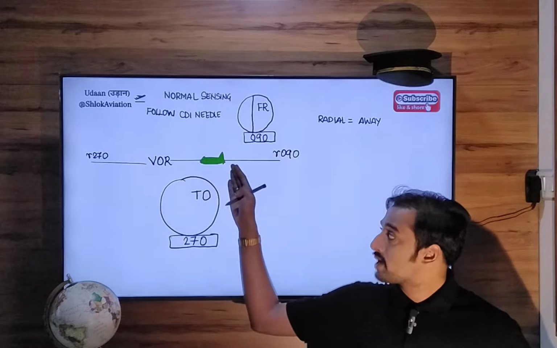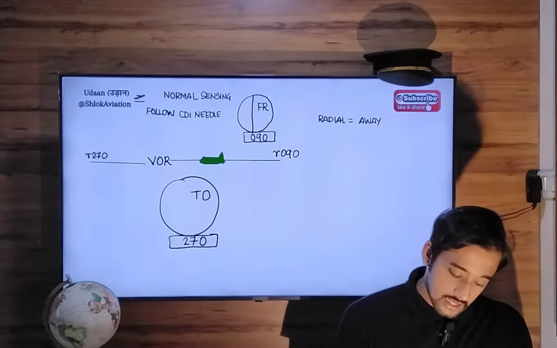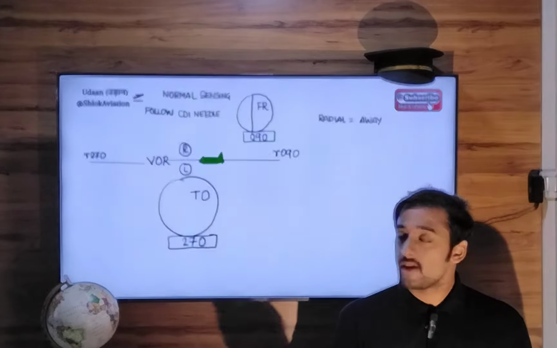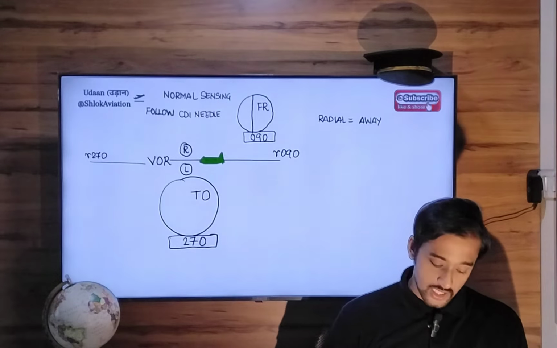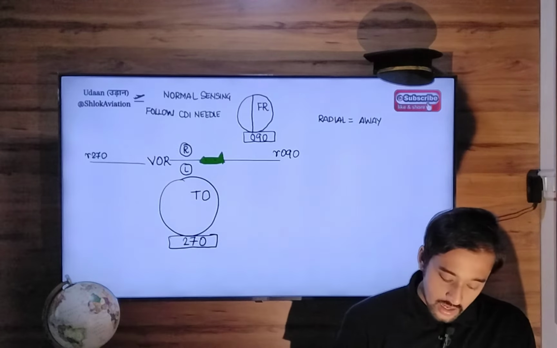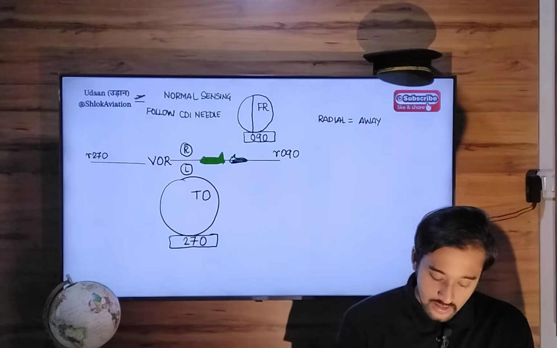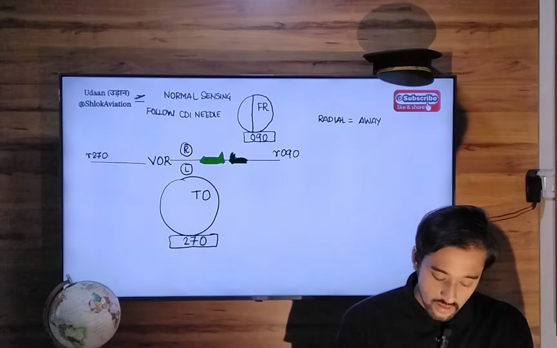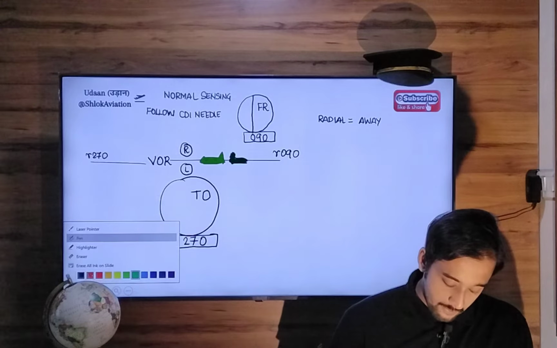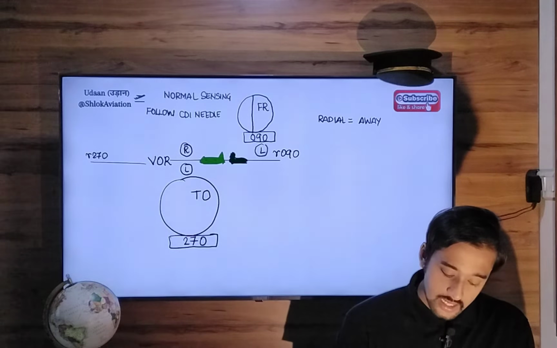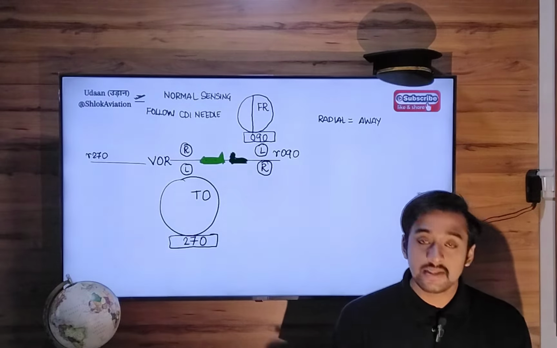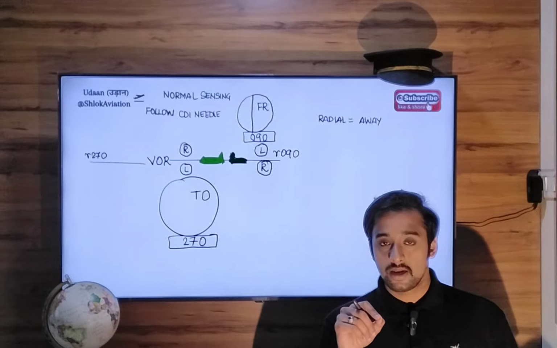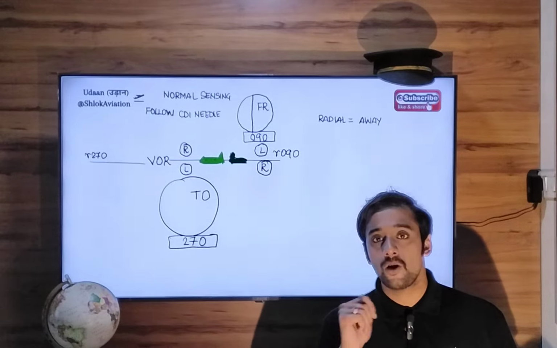Now, when you're going towards the VOR station, this will be your left hand side, this will be your right hand side. When you're going away from the VOR station, what will happen? This will be your left hand side, this will be your right hand side. So it is very important that you put the correct OBS setting depending on whether you're going outbound or inbound.